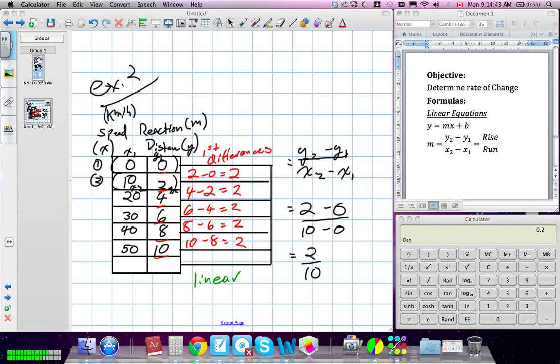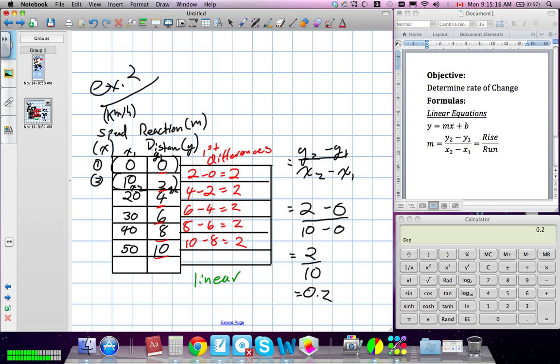So another way we can tell if we have a constant rate of change is to find the first differences between all of the y values. And to find it, we again put in our slope formula. The average rate of change was 0.2 meters per second. For every increase of 1 kilometer an hour, he increases by 0.2 meters in reaction time. So his reaction time gets slower and slower the faster his vehicle's moving.